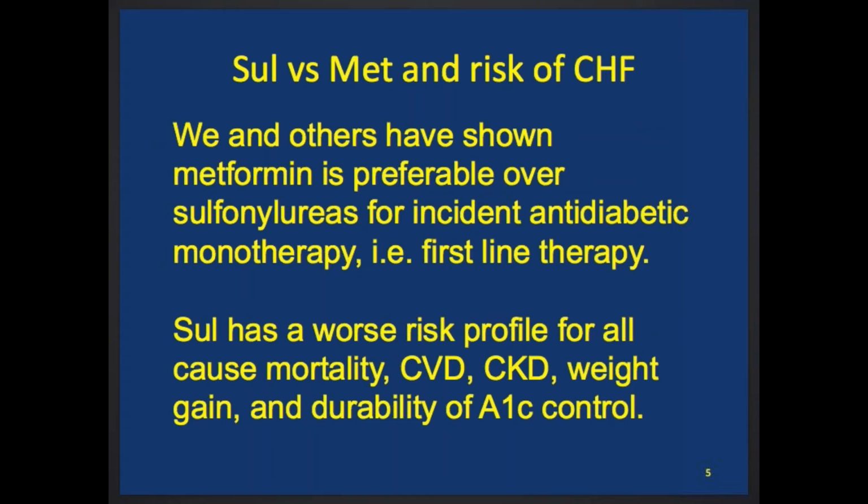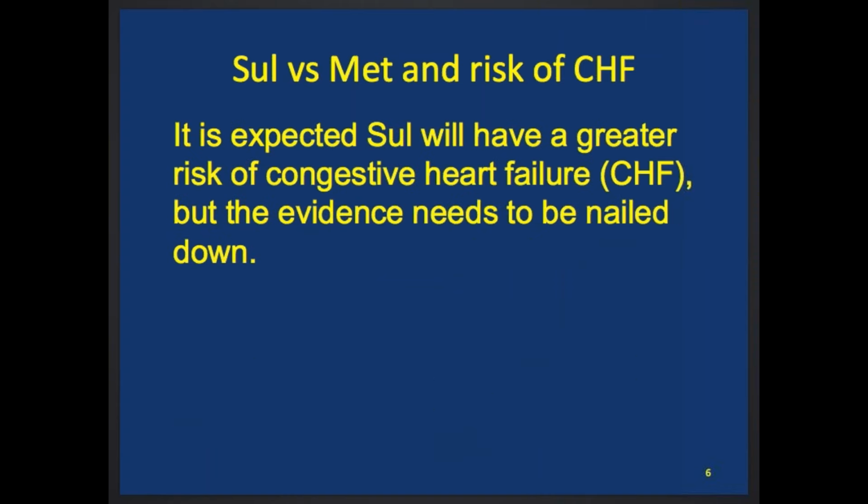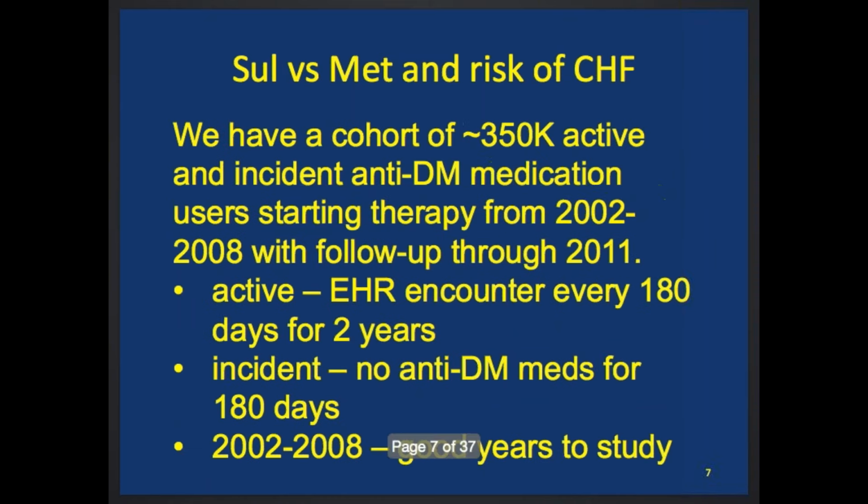So we and others have shown that metformin is preferable over sulfonylureas for incident antidiabetic monotherapy, i.e. the first-line therapy. Sulfonylureas have a worse risk profile for all-cause mortality, CVD, CKD, weight gain, durability of A1C control. So we expected that they will have a greater risk of congestive heart failure, but the evidence needs to be nailed down. We have a cohort of around 350,000 active incident anti-DM medication users starting therapy between 2002 and 2008 with follow-up through 2011.